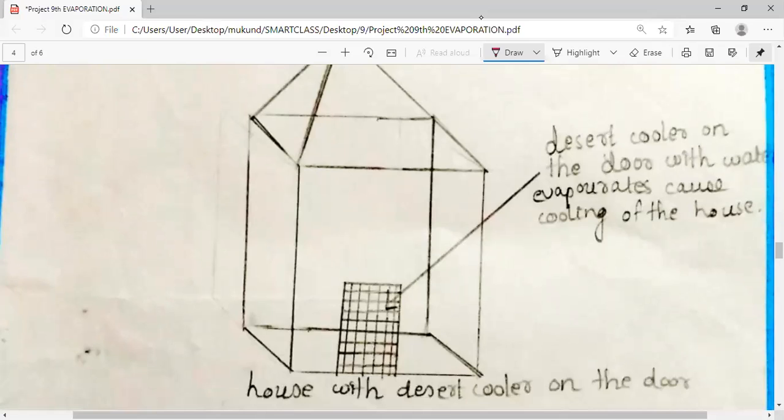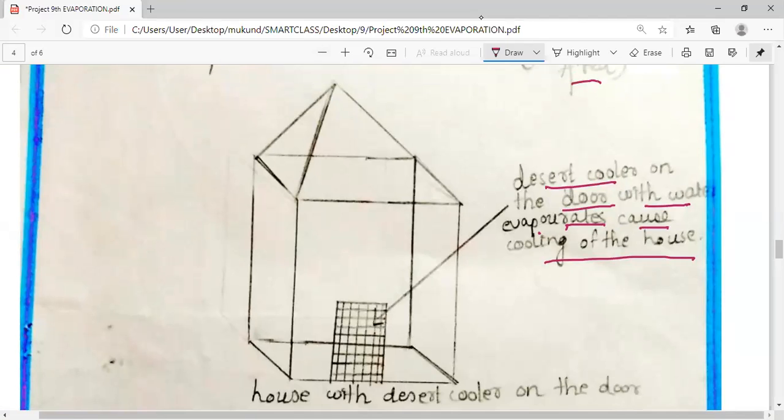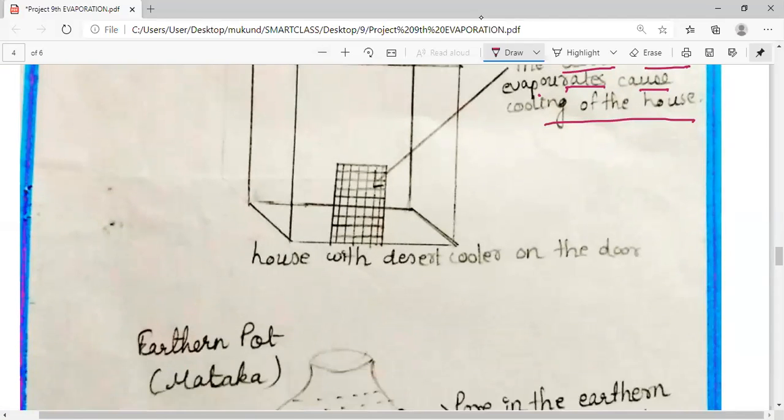See, my dear students, I have already explained to you that if you have a house and if you have a desert cooler on the door with water, this water evaporates and causes cooling of the house. So this is how you can understand that evaporation causes cooling, as well as why we should use the desert cooler on a hot summer day.